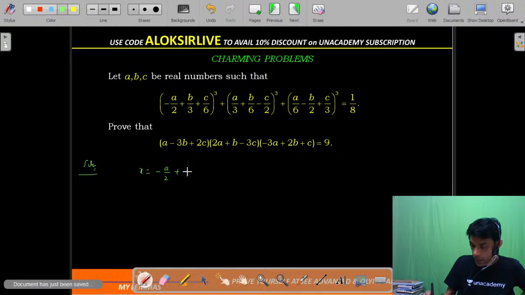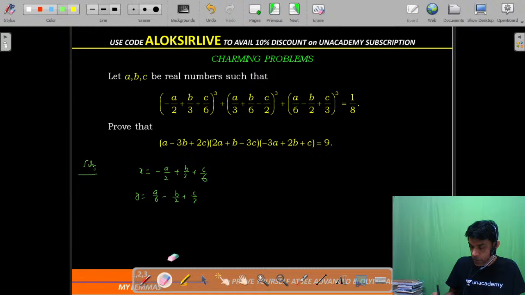Negative a by 2 plus b by 3 plus c by 6. Y I will take as a over 6, negative b by 2 plus c over 3. See, x corresponds to a, y to b. So this is c by 3, and g I will take as a over 3 plus b over 6 minus c over 2. This we can take, right?